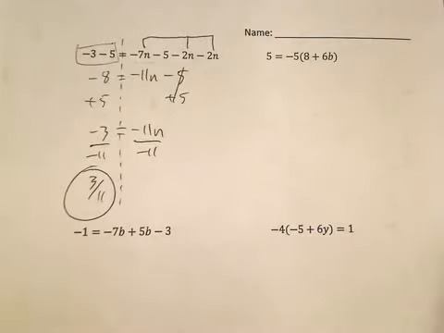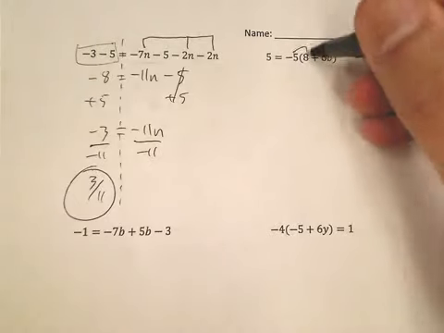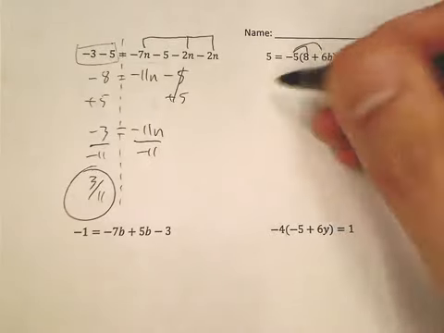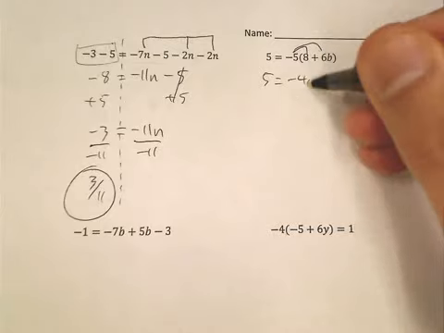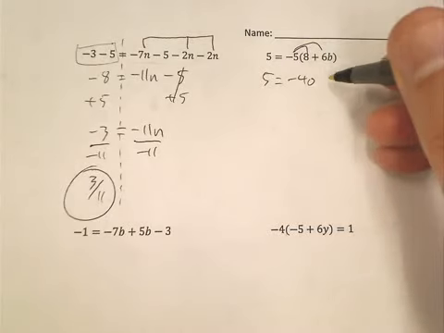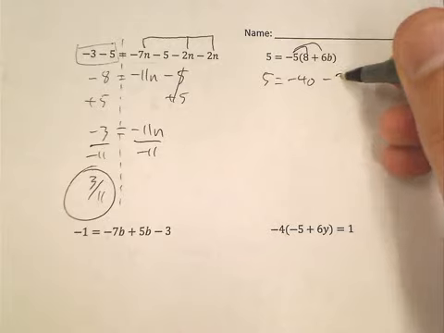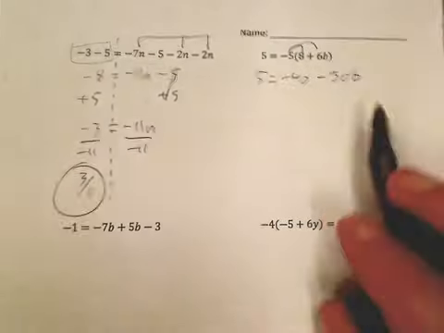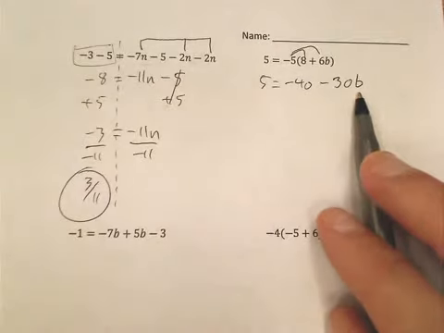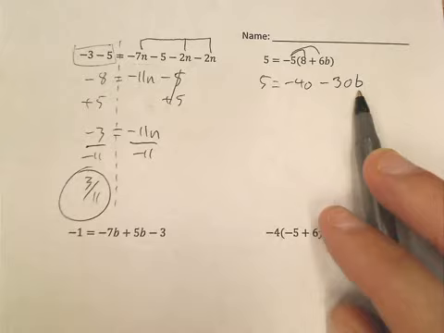The last one here uses the distributive property. Multiply by the negative 5. So negative 5 times 8 is negative 40, and negative 5 times 6 is negative 30. Drag along the b. I usually don't use the variable b because my b looks like a 6, but the computer just picks random letters, and I'm going to go with it.